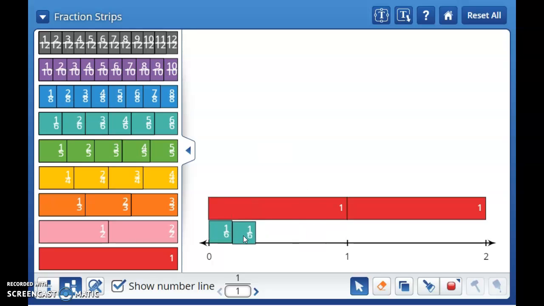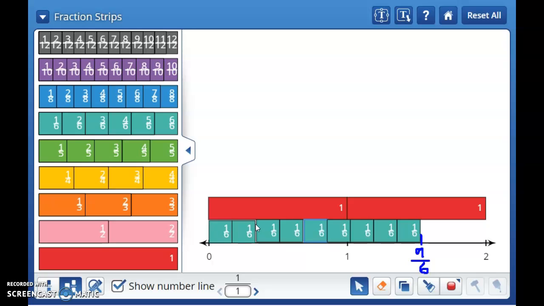1/6, 2/6, 3/6, 4/6, 5/6, 6/6. And I need to keep going. 7/6, 8/6, 9/6. So I would say on my number line about here is 9/6.